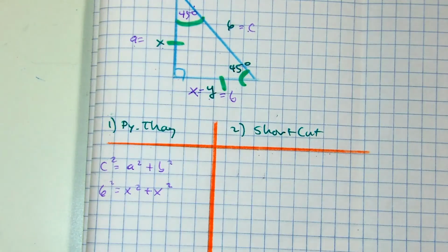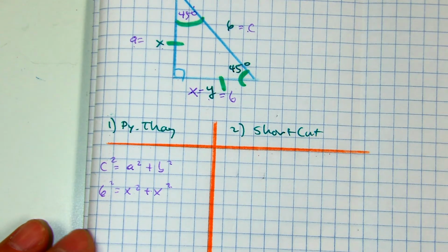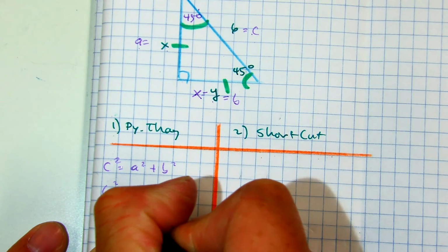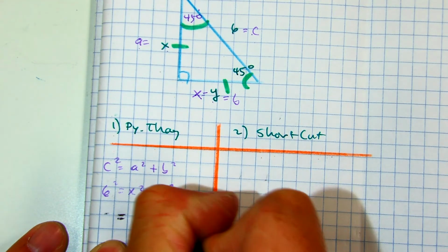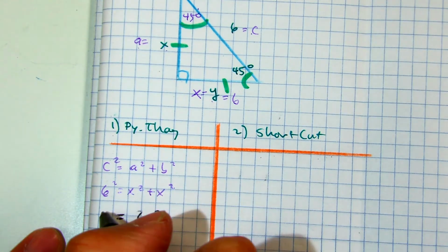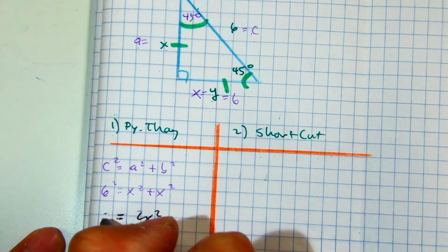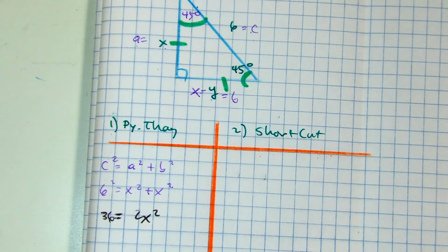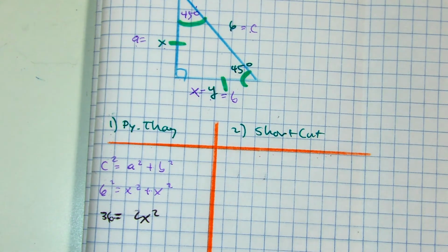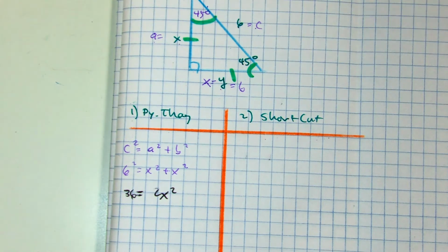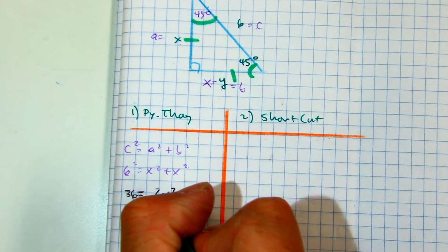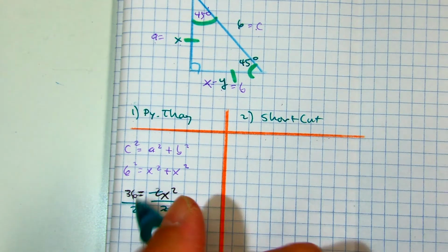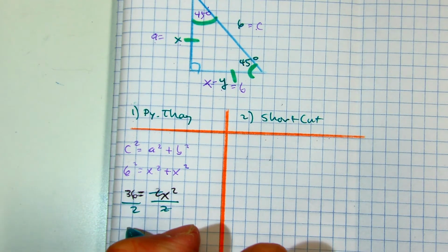Class, x squared plus x squared is equal to 2x squared. And 6 squared is 36. To solve for x, should I divide it by 2 or take the square root? We're going to divide by 2. 36 divided by 2 is 18.